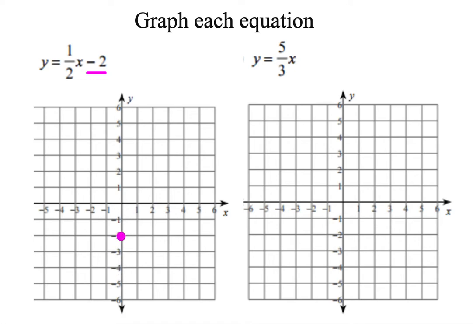Put that point there. Then we're going to use the 1/2, and it's going to be positive, up 1, over to the right 2, and put our point. Then connect those, and we've done it.